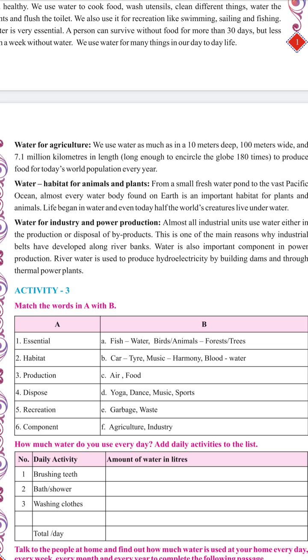One answer will be provided to you. Any one out of these 6, the remaining 5 you will have to answer on your own. So dear students, I will give you the answer for the 5th one, that is recreation.